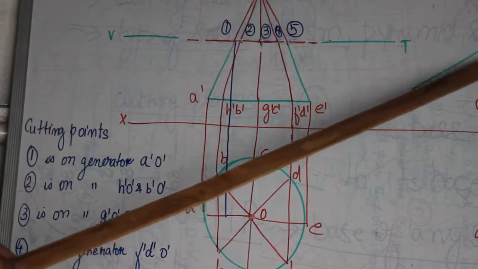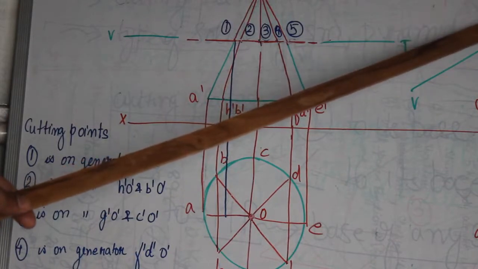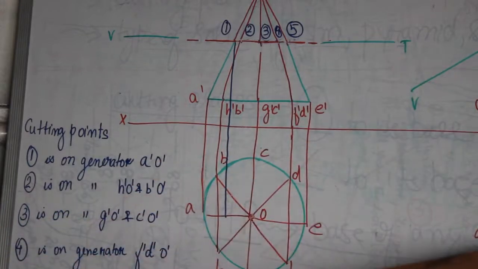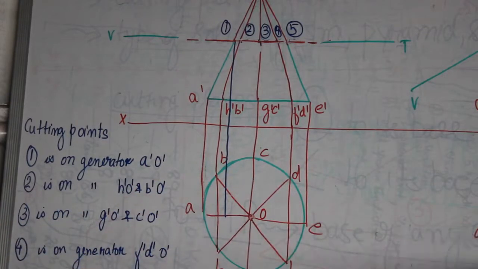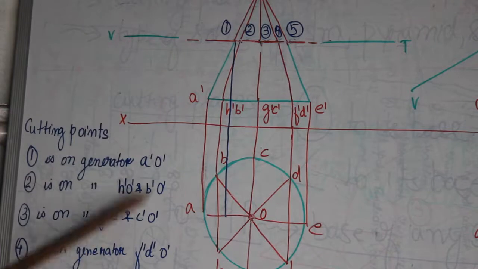Likewise, in this example also, I've shown that from cutting point 1 we are dropping the straight line projection onto the generator AO. All the points are the same for example 1 and example 2.